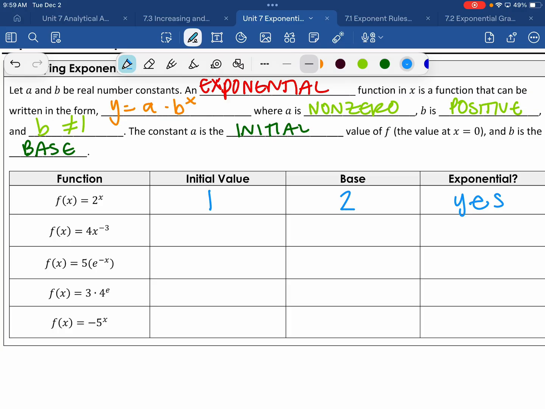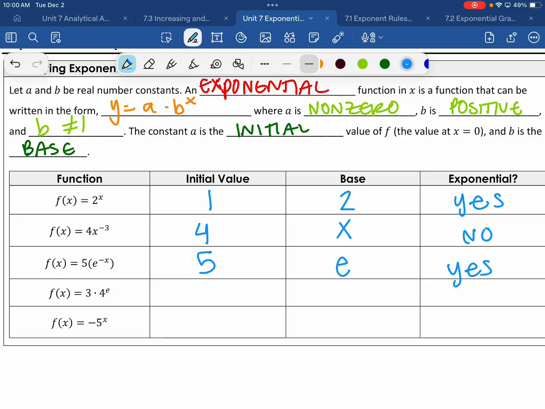On the second example, what would the initial value be? 4. What would the base be? x. And is this an exponential? No, because x is the base. It's not in the exponent, so not an exponential. On the next one, what would your initial value be? 5. What would the base be? e. So e is the guy that's getting raised to the exponent. And is this an exponential? Yes, because x is in the exponent.